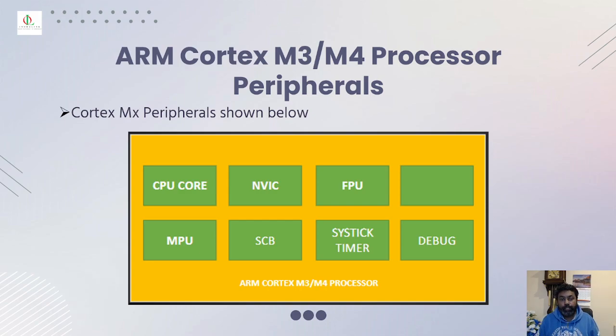So let's see what the ARM Cortex M3 or M4 processor core peripherals look like. As we know from the M4 architecture in session 4, these are all the peripherals it has: the CPU core, the nested vector interrupt controller, the floating point unit, the memory protection unit, the SCB, the SysTick timer, and the debug. These are all the peripherals the ARM Cortex M4 has.